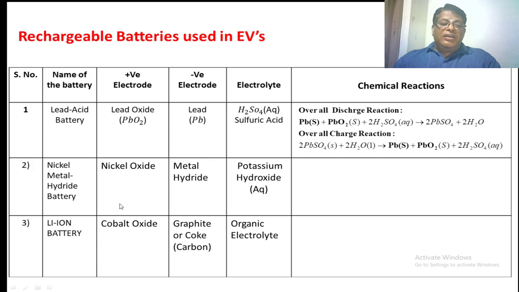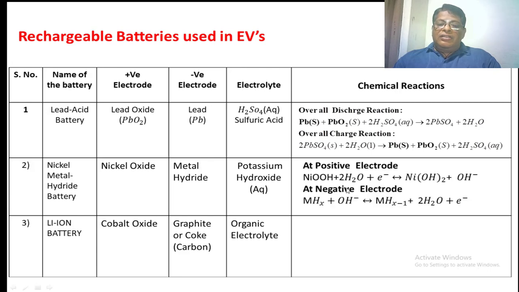The second one is the nickel metal hydride battery. Nickel oxide is the positive electrode, the negative electrode is a metal hydride, and aqueous potassium hydroxide is the electrolyte. This is the chemical reaction which occurs at the positive electrode as well as the negative electrode.